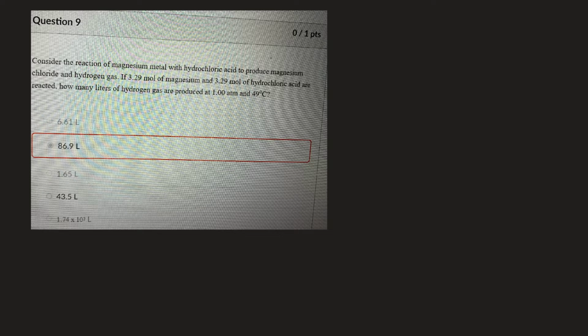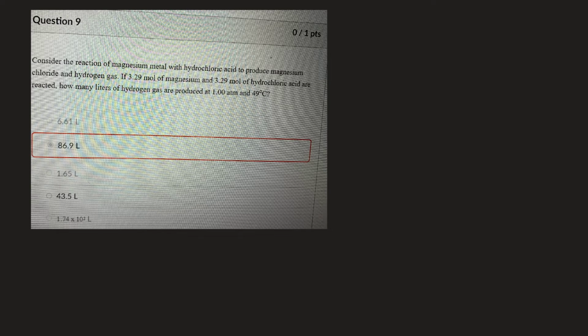see how we do. Okay, so it says, consider the reaction of magnesium metal. So magnesium plus hydrochloric acid, and it produces magnesium chloride plus hydrogen gas. Okay, and that would be aqueous. I think this would be aqueous, and this is a metal. Okay, let's balance it first.